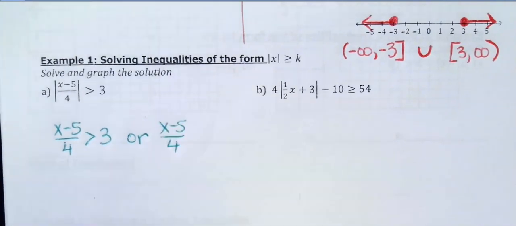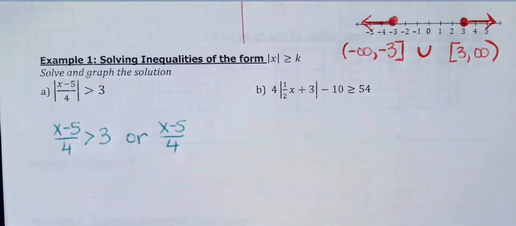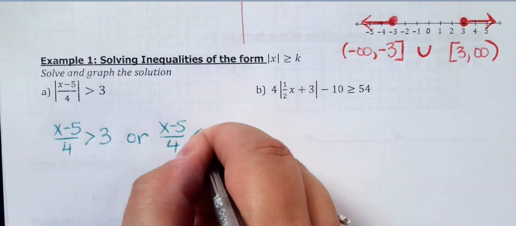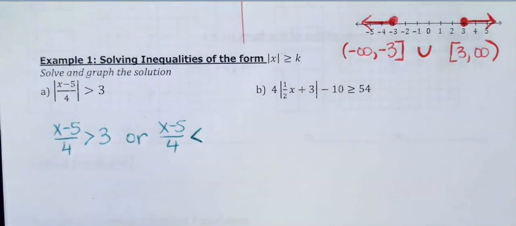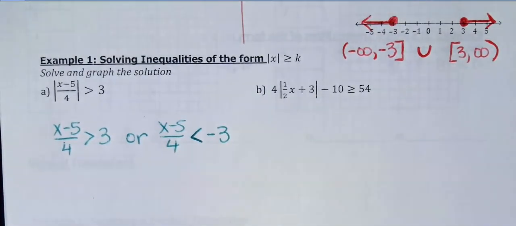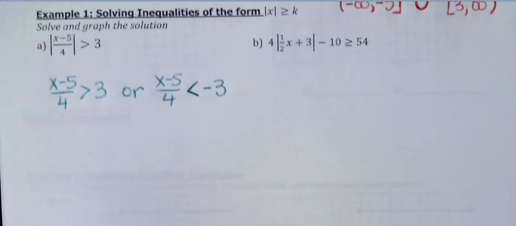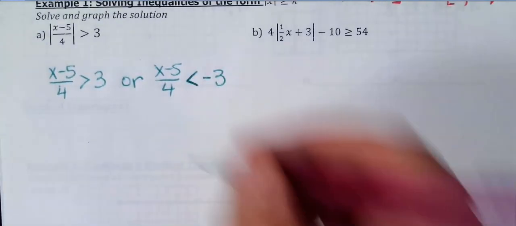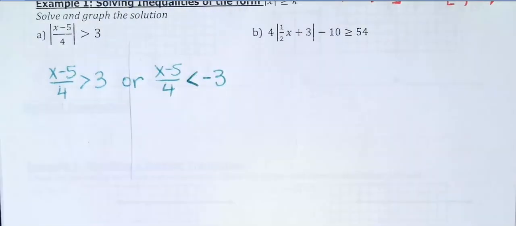To write the other half of this, you're going to take the inequality symbol, just flip it over, so now this will say less than, and then you're going to flip that number too. So this was a positive 3, I'm going to now change that to negative 3. All right, now to put this on the graph, I would literally just solve these as two separate problems. So if I've got x minus 5 over 4 is just greater than 3, does anybody know what to do?